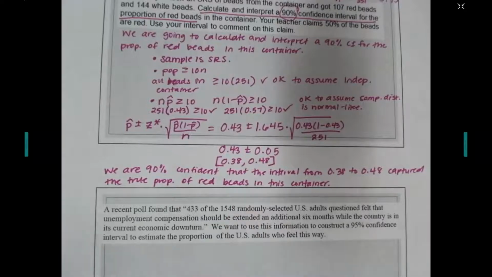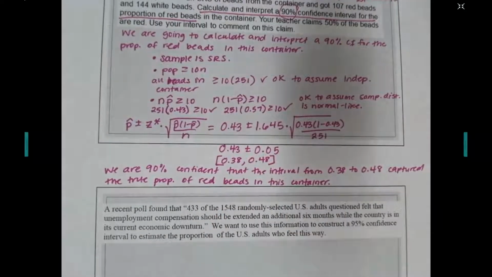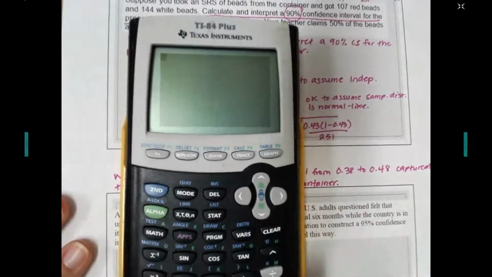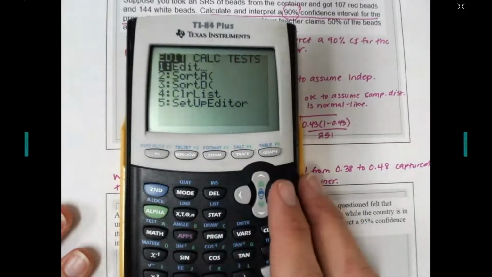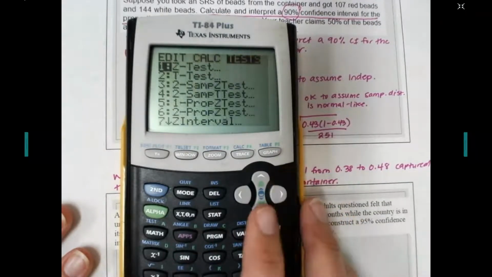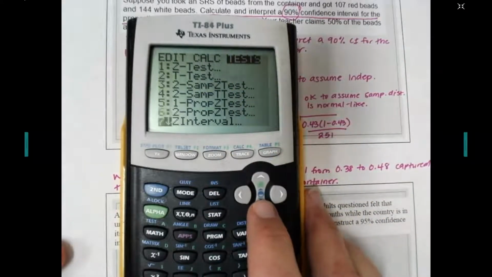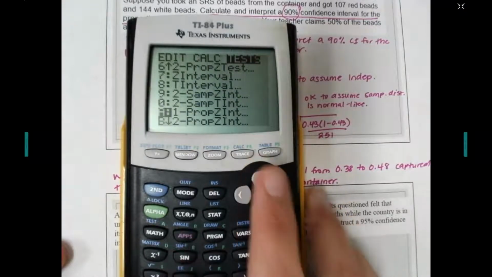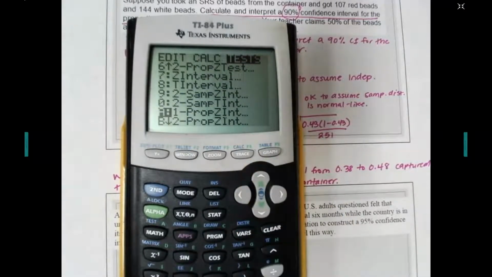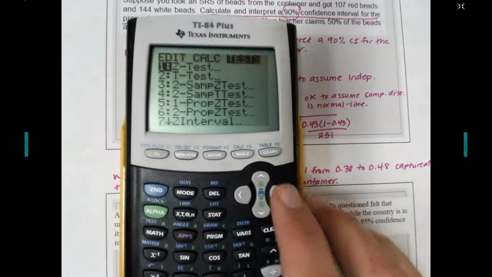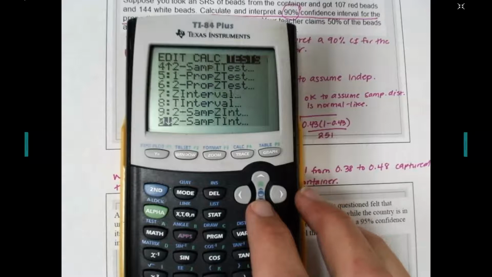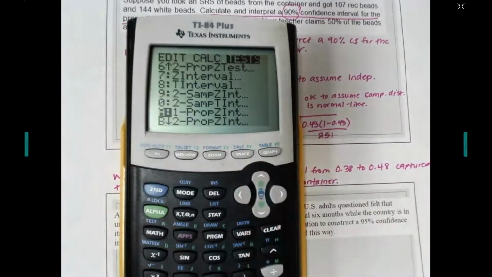Now, you can check yourself and find this interval using your calculator, and that's fine, okay? You need to show formula and plug-in as part of your work, but if you would like to calculate this confidence interval on your calculator, you can do so. Let me show you how. You're going to go to Stat, over to Calc, over to Test. All of our tests are at the top, all the intervals are towards the bottom. So we're going to go down until you see 1-proportion Z interval, okay? Let me go through that again. Stat, test, go down to 1-proportion Z interval. When you find that, hit enter.